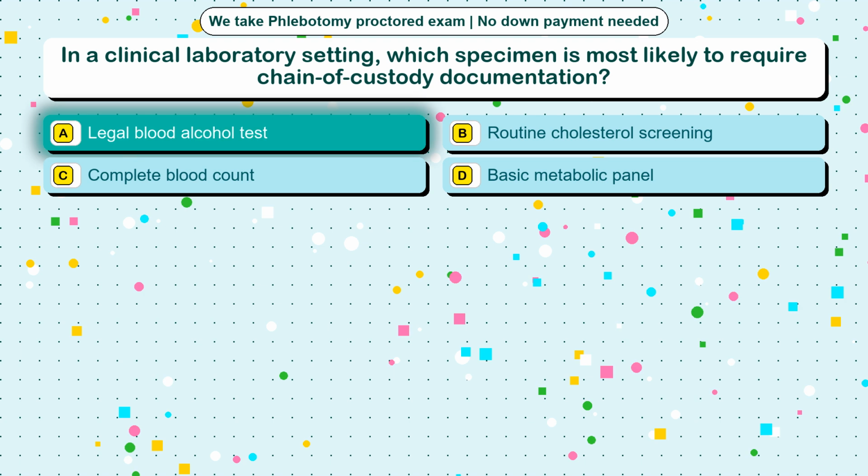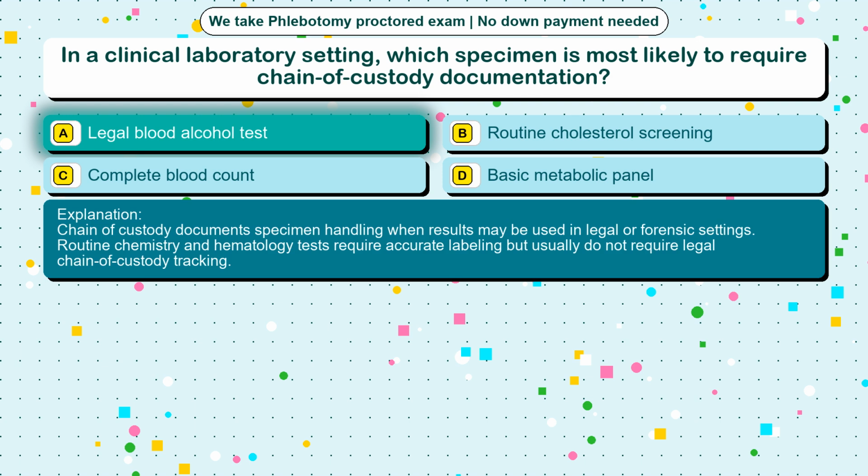The correct answer is option A, legal blood alcohol test. Chain of custody documents specimen handling when results may be used in legal or forensic settings. Routine chemistry and hematology tests require accurate labeling but usually do not require legal chain of custody tracking.